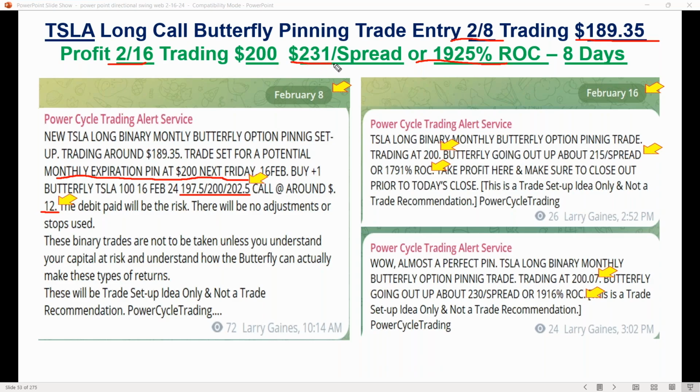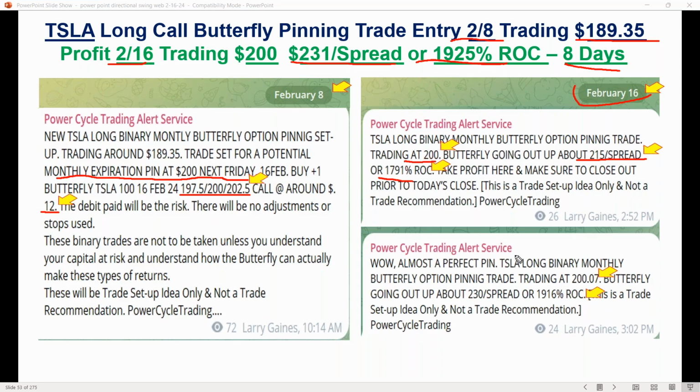So this went out at up $231 per spread on your risk of $12. That's a 1,925% return in 8 days. So here it was on the 16th, the alert that I sent out to the members said Tesla long binary monthly option pinning trade, trading at $200. Butterfly going out about 200, at that time it's up $215 per spread, 1,791%.